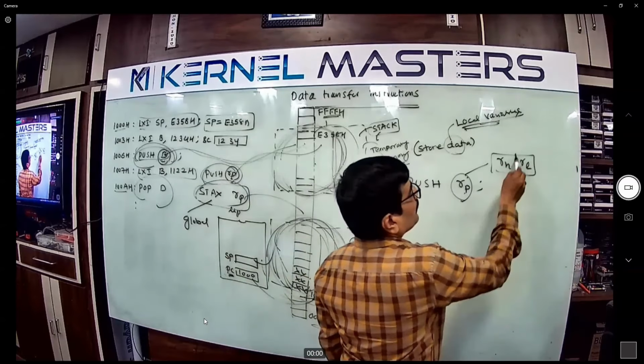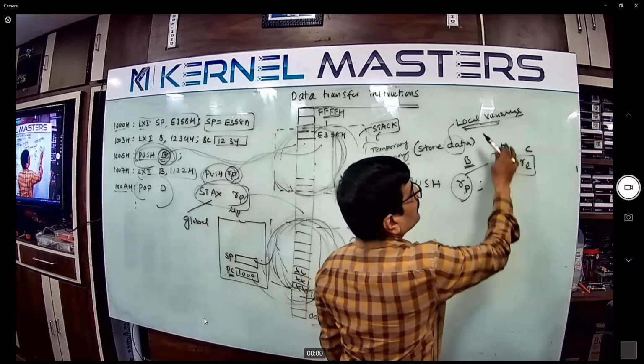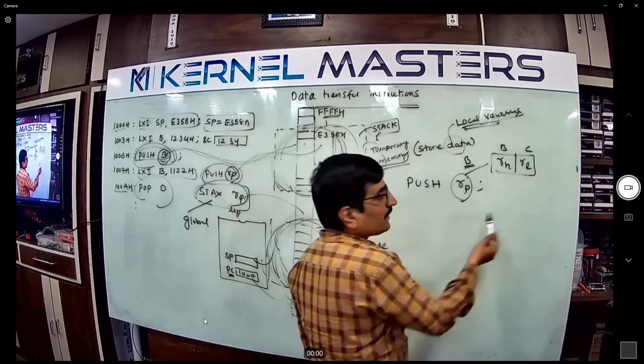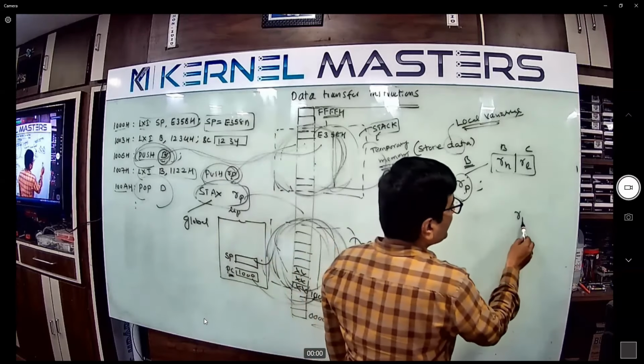B and what? C. Okay. Higher address and lower address. You can transfer byte by byte only. Correct? First you can transfer the register's higher address. Okay. Where can you transfer the stack pointer?